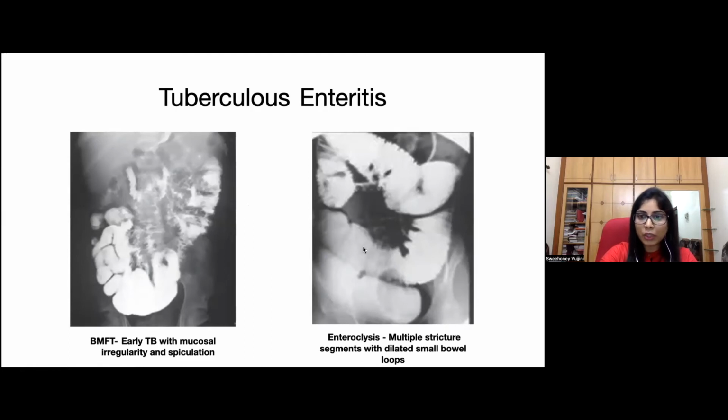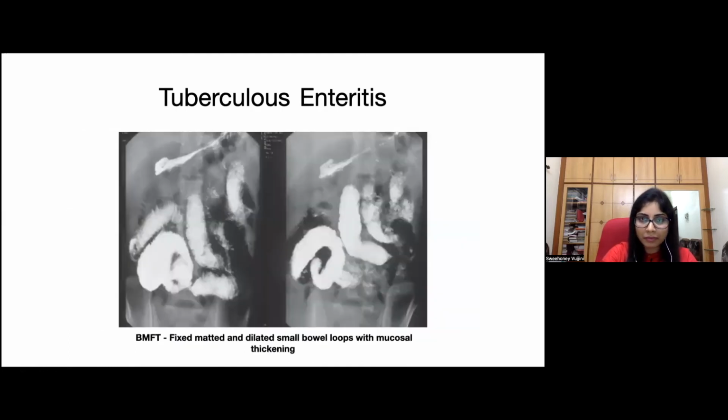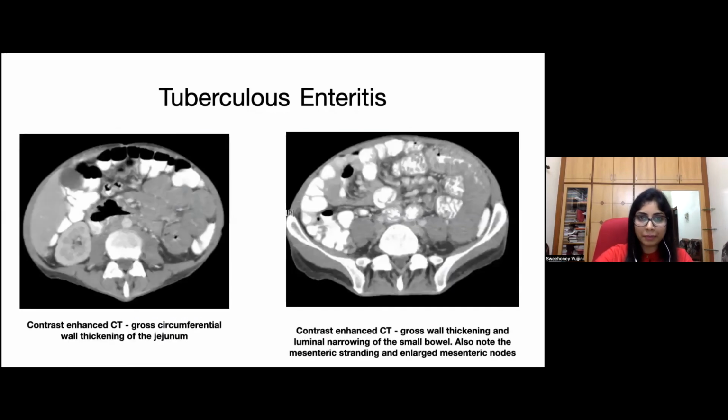Enteroclysis image showing multiple stricture segments with dilated small bowel loops. Another barium meal follow-through image showing fixed matted and dilated small bowel loops with mucosal thickening. This is a contrast enhanced CT showing gross circumferential wall thickening of the jejunum. And here also we can note mesenteric stranding and enlarged mesenteric nodes.